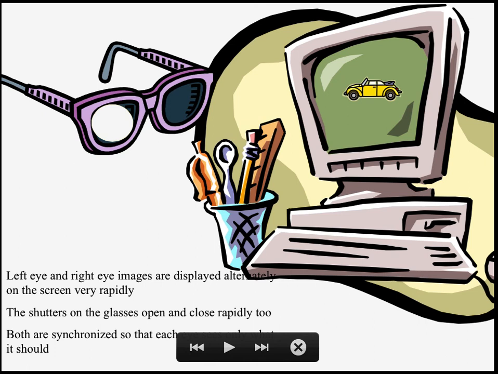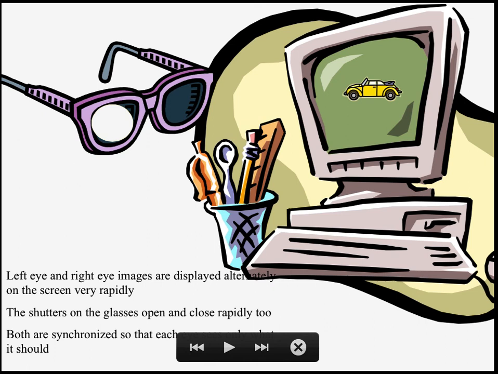So it's showing you a left image, then a right image, left eye, right eye, left eye, right eye, but just super fast, so you don't actually notice it. If it's not fast enough, you can get a bit carsick.